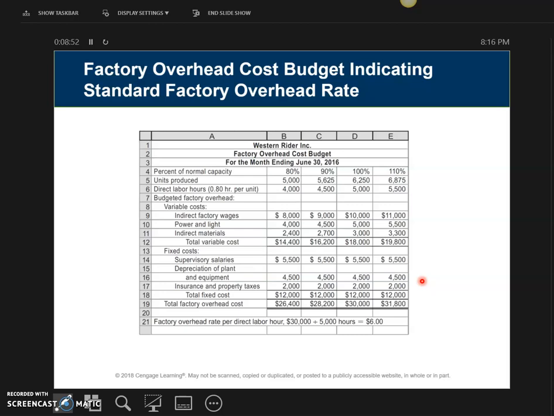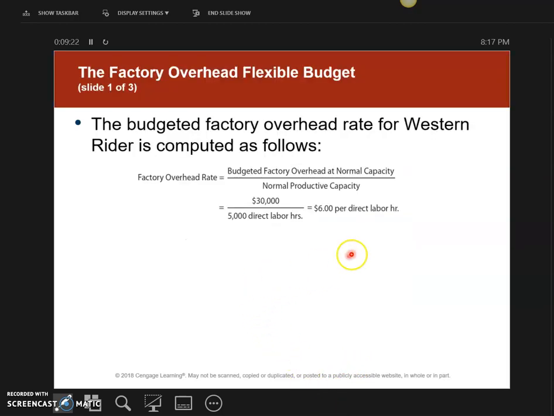So remember, going back to my factory overhead rate, I'm going to take my total factory overhead cost of $30,000. We're going to look at it at 100% capacity. $30,000 divided by 5,000 direct labor hours. This is what I'm estimating using. So my factory overhead rate is $6 an hour. And that's going to be for both fixed and variable. But we're going to break it apart so we can actually figure out how much is fixed and how much is variable. So here's my budgeted factory overhead at $6 per direct labor hour.